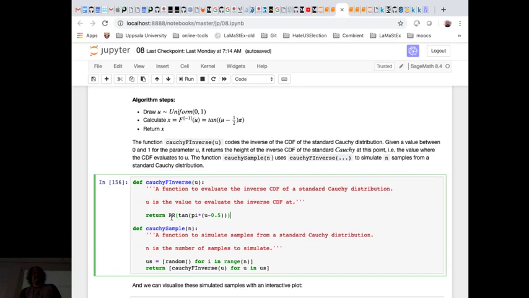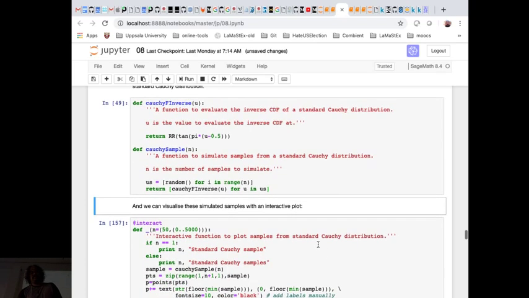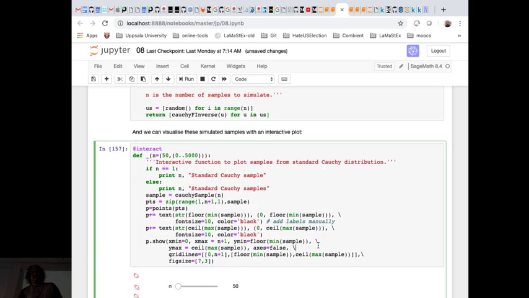I'm returning RR. This is just because I want to be in multi-precision floating point reals, because I might need all the precision I can get, okay? And then I just put this here. And then my Cauchy sample just takes u's and does list comprehension with the f inverse as before. Okay, so here's my interact.